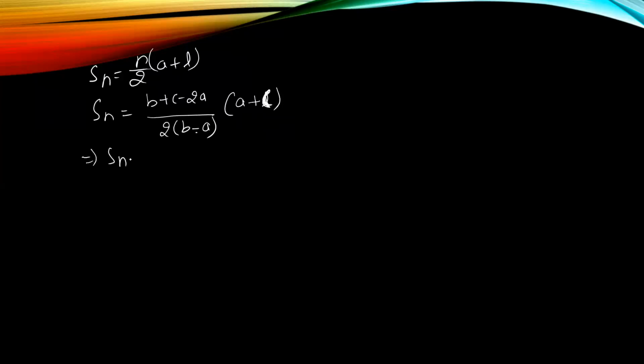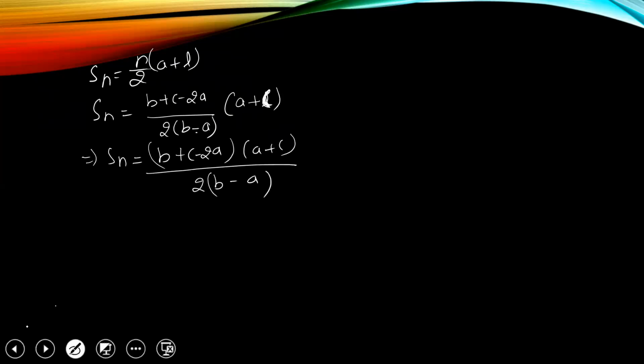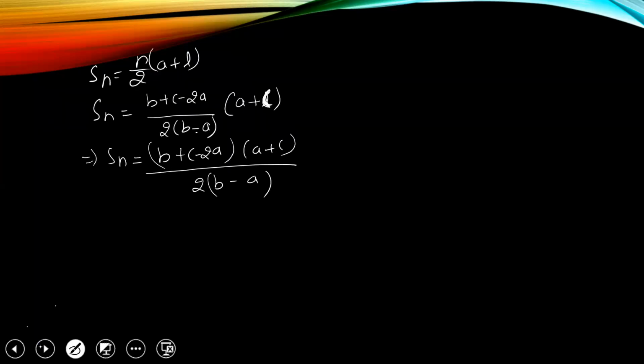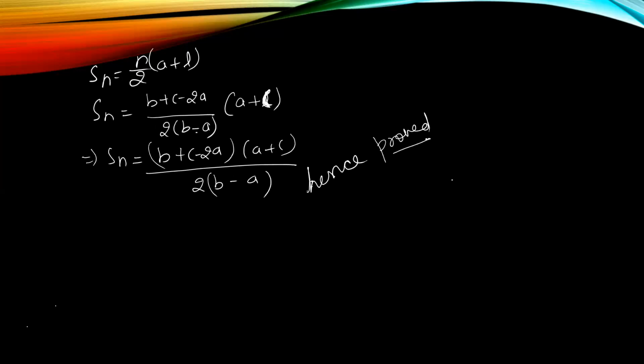So what is the answer? This is what we wanted to prove: (B plus C minus 2A)(A plus C) over twice of (B minus A). And this is what we needed to prove. Quickly see, are we getting the same answer? Indeed, right. So this is how we have to solve this problem. Hence, proved.